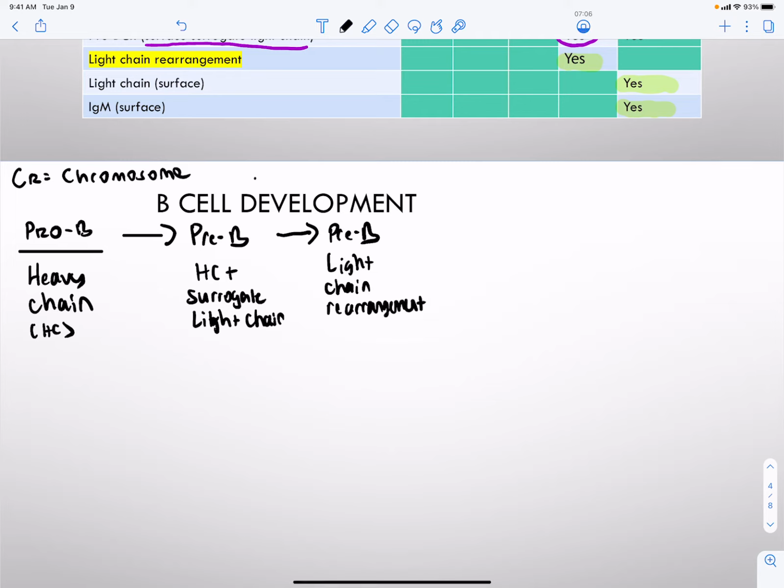And when I talk about rearrangement, this is that VDJ rearrangement, or VJ if you're a light chain. Now let's go in a little bit more detail. So our pro-B is going to be the heavy chain rearrangement, and it's going to be on chromosome 1. Chromosome 1, it decides, can be maternal, can be paternal, it doesn't matter. And if it's successful, you will move on.